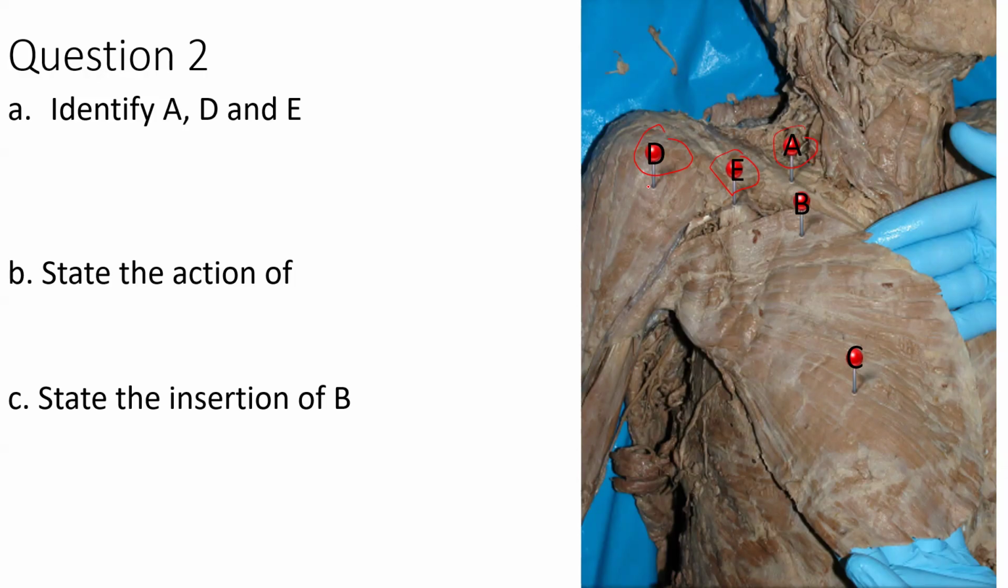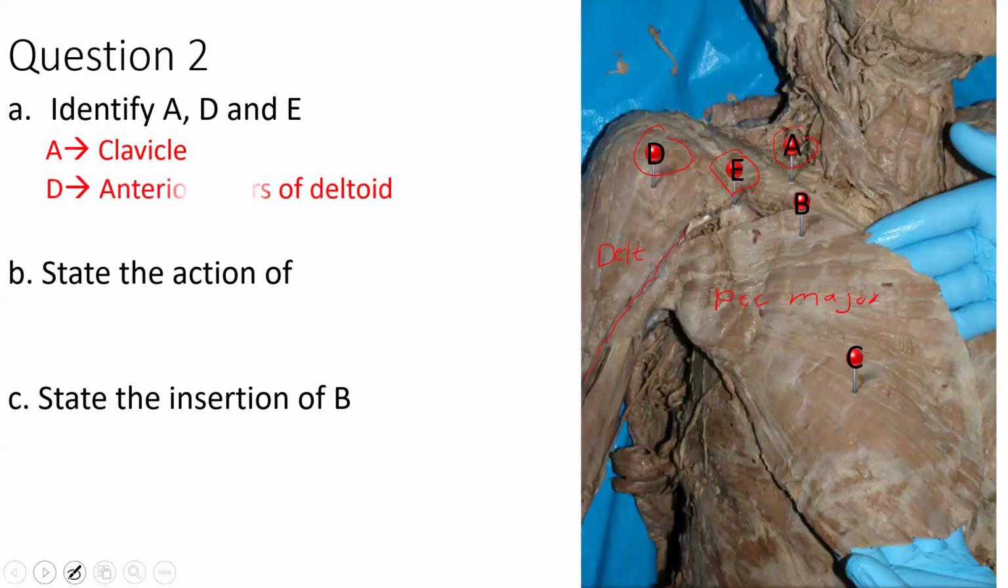And E is this vein. You can see it's that vein running in this groove between deltoid and pectoralis major muscle. That groove is the deltopectoral groove. So that vein running there is the cephalic vein.